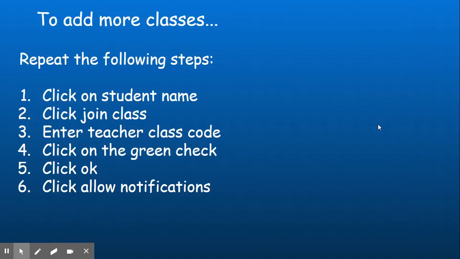To add more classes, you're just going to repeat the following steps. Click on the student name, click Join Class, enter the teacher class code, click on the green check mark, click OK, click Allow Notifications, and you will successfully add each class.